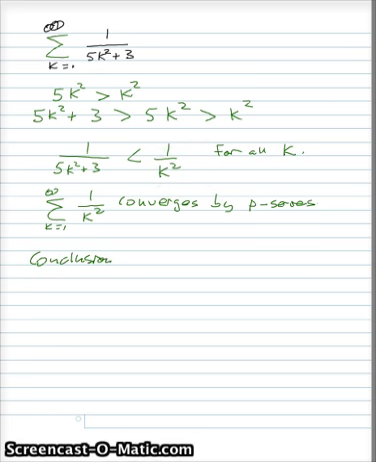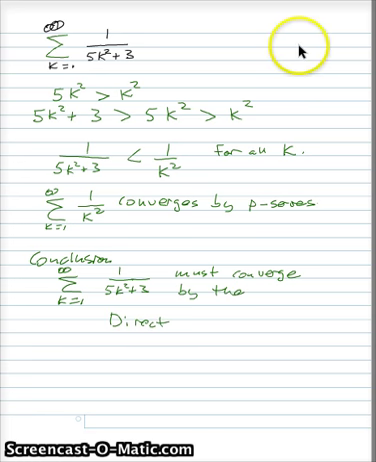This series converges. So my conclusion for this comparison test will be that my original series, the sum as k goes from 1 to infinity of 1 over 5k squared plus 3, is smaller than a convergent series. Therefore, it too must be convergent. So what are we writing here? It must converge by what test? Must converge by the direct comparison test. And again, the idea is smaller than a convergent series with all positive terms. If that's our case, we're going to have a convergent series.